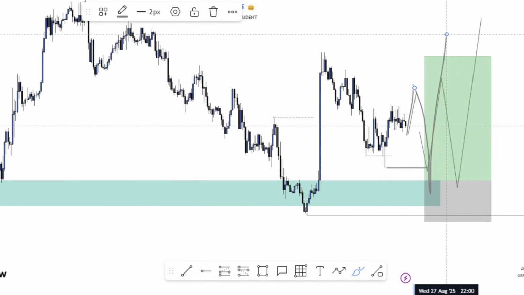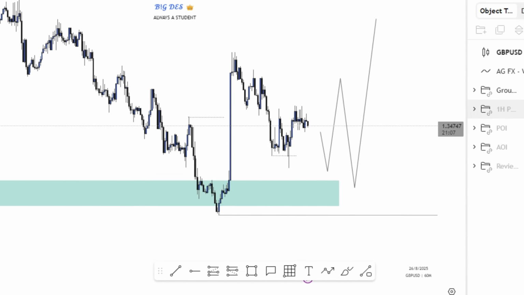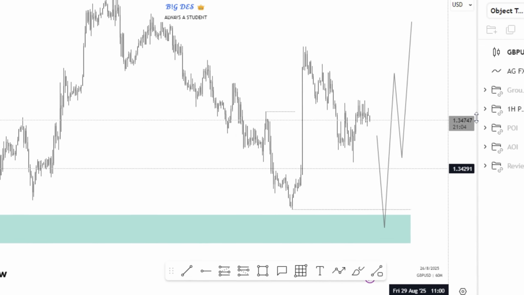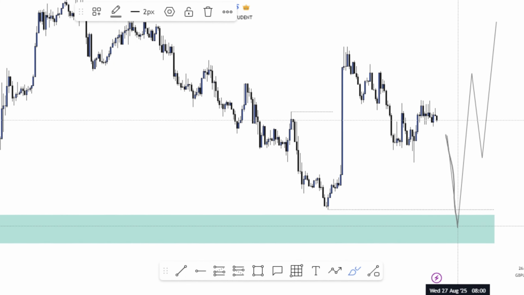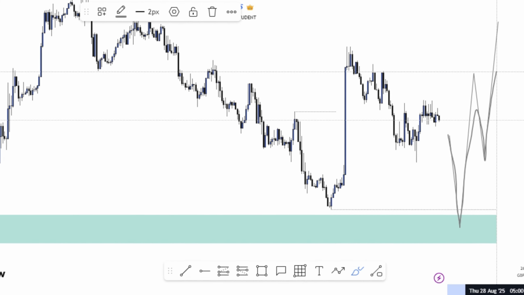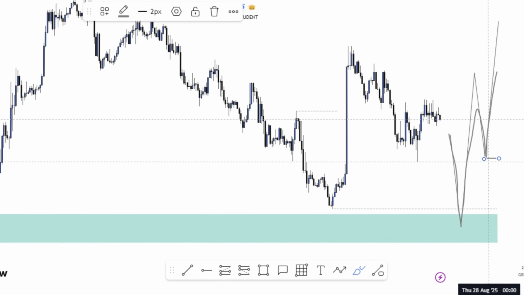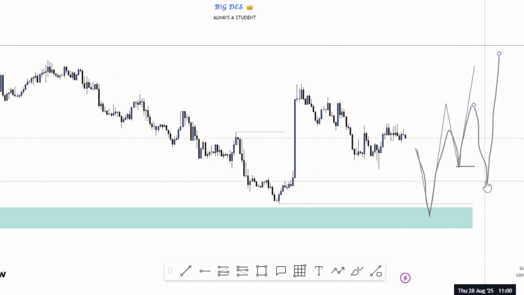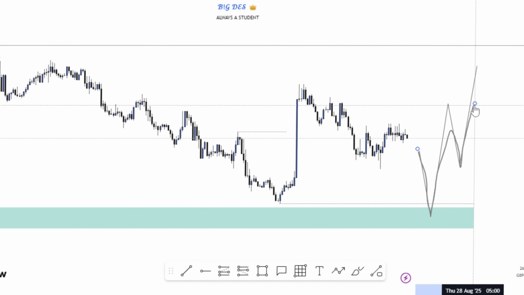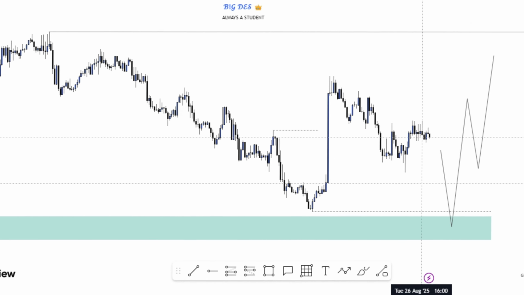If that does not happen, then I'll move on to this. I'll expect this whole area to be raided, and then a confirmation to join the buys. If price gives me this, I'll be using that low as my liquidity to join the buys. So this is pretty much what I'll be doing on GBP USD if price gives me what I'm looking for. I'll keep you posted. Thanks for watching.